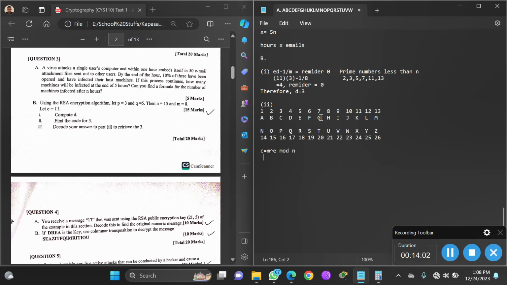So let's start. Our C is just C, ciphertext. Then our M, as you can see, the plain text is 3, because the code of 3 is actually C.